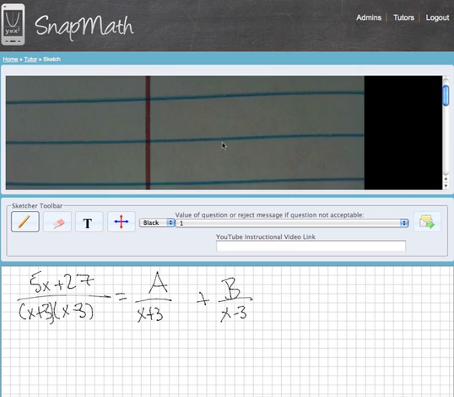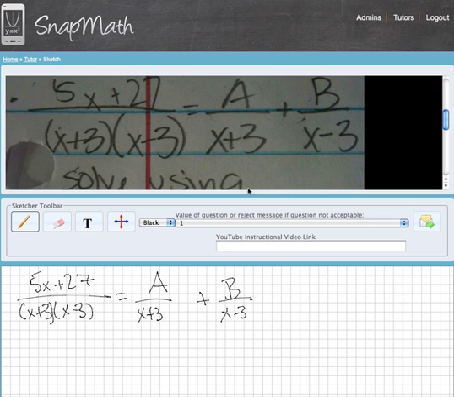So we're solving this problem by using partial fraction decomposition. And to do this, what we need to do to the right side of this equation is add these two fractions together. The first thing is we need to make a common denominator. So we'll multiply the first fraction by x minus 3 over x minus 3, and the second fraction by x plus 3 over x plus 3. So now both the denominators will be the same.